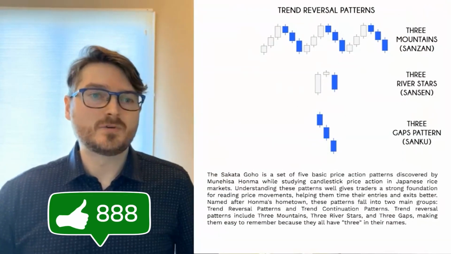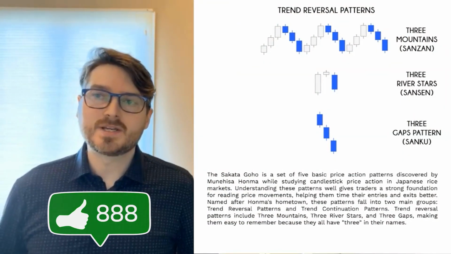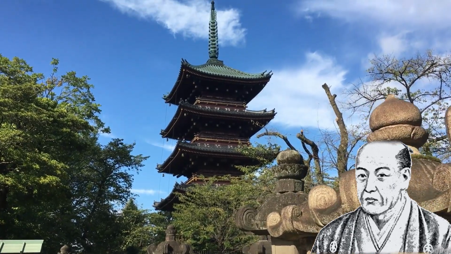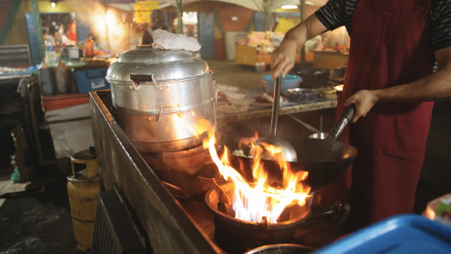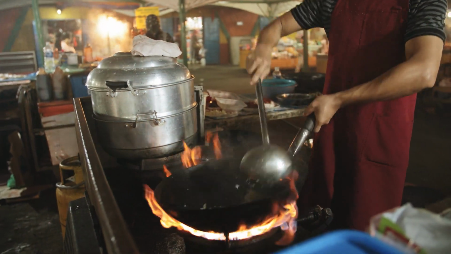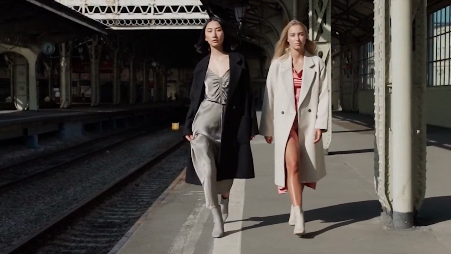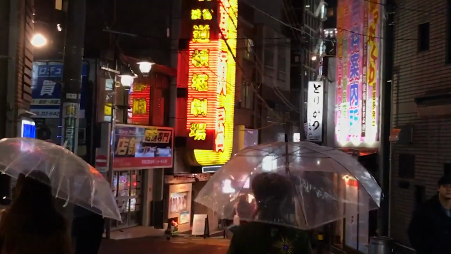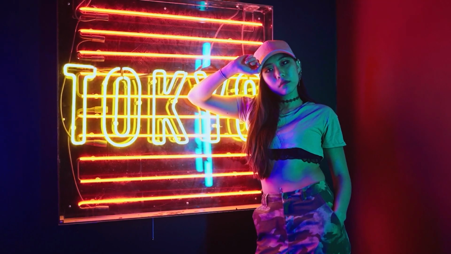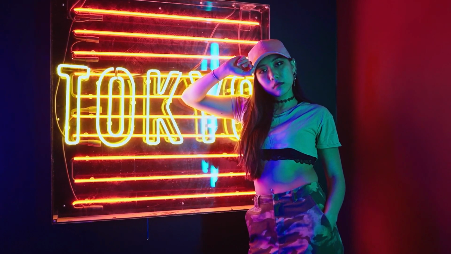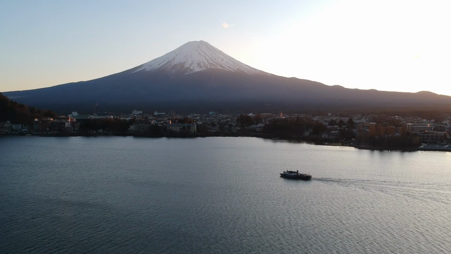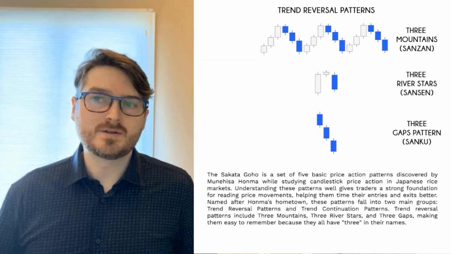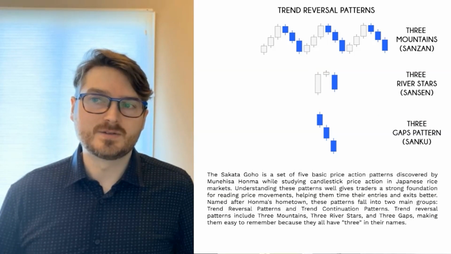The Sakata Goho is a set of 5 basic price action patterns discovered by Munehisa Honma while studying candlestick price action in the Japanese rice markets. Understanding these patterns will give traders a strong foundation for reading price movements, helping them time their entries and exits better. Named after Honma's hometown, these patterns fall into 2 main groups: trend reversal patterns and trend continuation patterns.